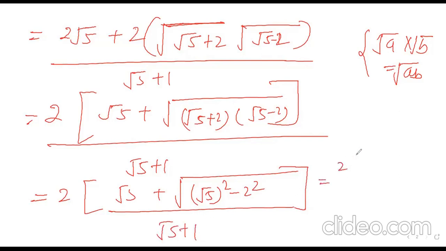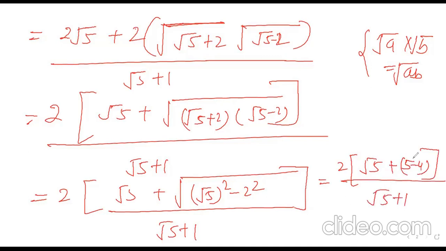So simply you will get now root 5, this is your 5 minus 4. So plus 5 minus 4, that is your 1, simply, and root 5 plus 1. So this is your root 5 plus 1. Actually, this is equal to 1. Now you will write in the next step root 5 plus 1 divided by root 5 plus 1 gets cancelled out. So this is 2.